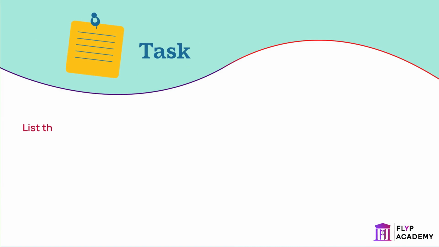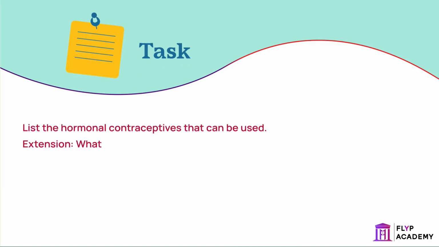Task: list the hormonal contraceptives that can be used. Extension: what other ways can pregnancy be prevented?